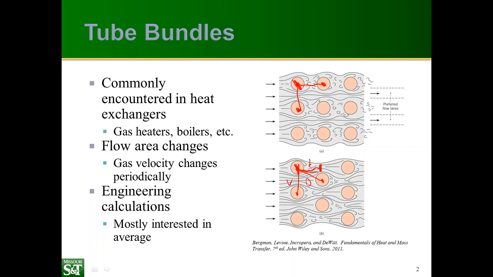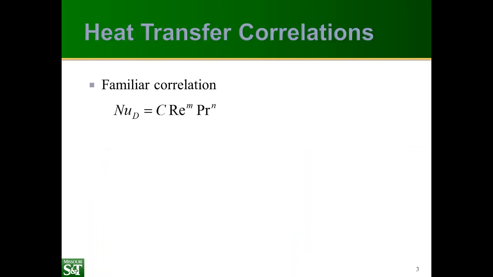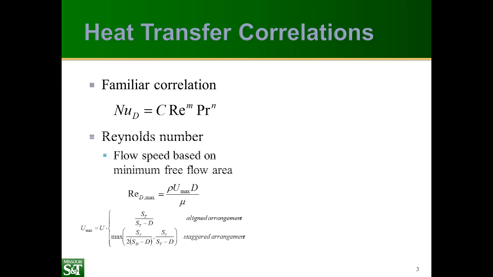Now, for engineering applications, we're generally interested in the average heat transfer coefficient over the entire tube bundle, because the effect of the wake of the first tube bundle on following bundles means that heat transfer may be different in each row. But we can simplify the problem by just looking at the average over the entire system. So we have a familiar correlation for the Nusselt number. We have to look very carefully, though, at the Reynolds number. The flow speed is based on what we call the minimum free flow area.